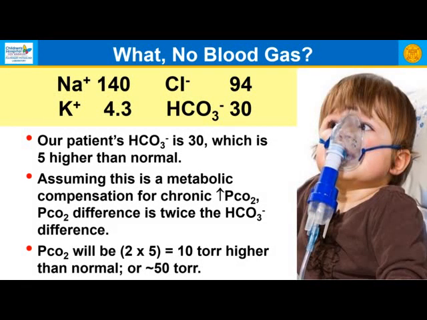So our patient's bicarb is 30, which is 5 higher than normal. Now, assuming this is compensation for chronic CO2 retention, and that's important, there can't be another cause of a metabolic alkalosis like diuretics, for example. Assuming this is a metabolic compensation for chronic CO2 retention, the baseline PCO2 difference is twice the bicarb difference. So the bicarb is 5 higher than normal, 2 times 5, 10 higher than normal, or about 50.